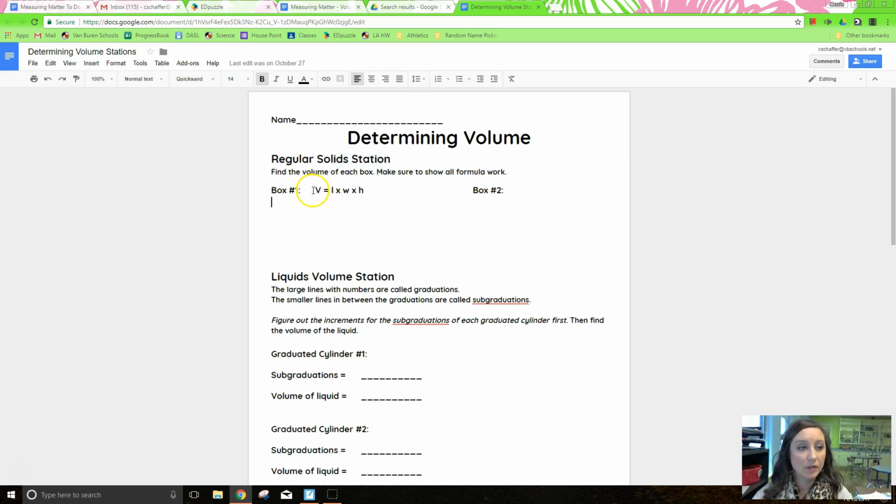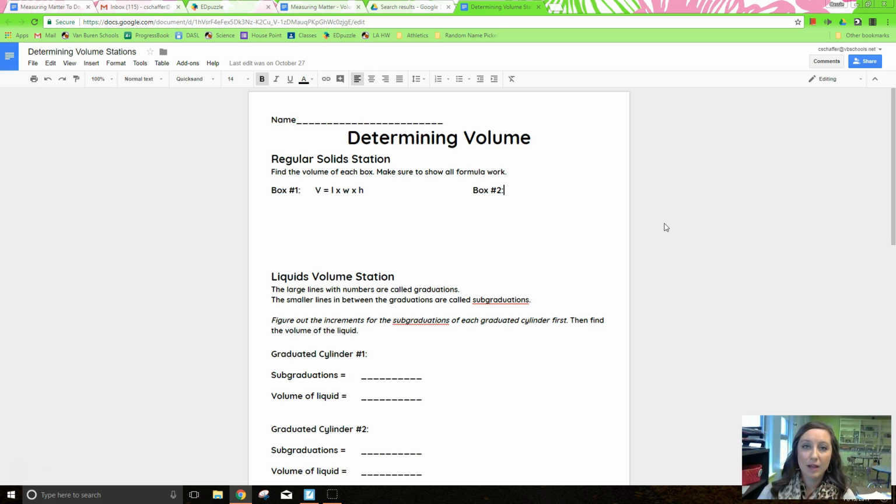So I give you your formula for the first box. You'll have to actually figure out the length, the width, and the height. And then for the second box, you need to give me the formula and make sure that you're showing your formula work. So when I say make sure to show all formula work, you need to have the original formula, the numbers that you're subbing in, with units, and then the answer with units. So I'm looking for those 3 steps for your formula. You will not get full points if you don't show me all of that work.